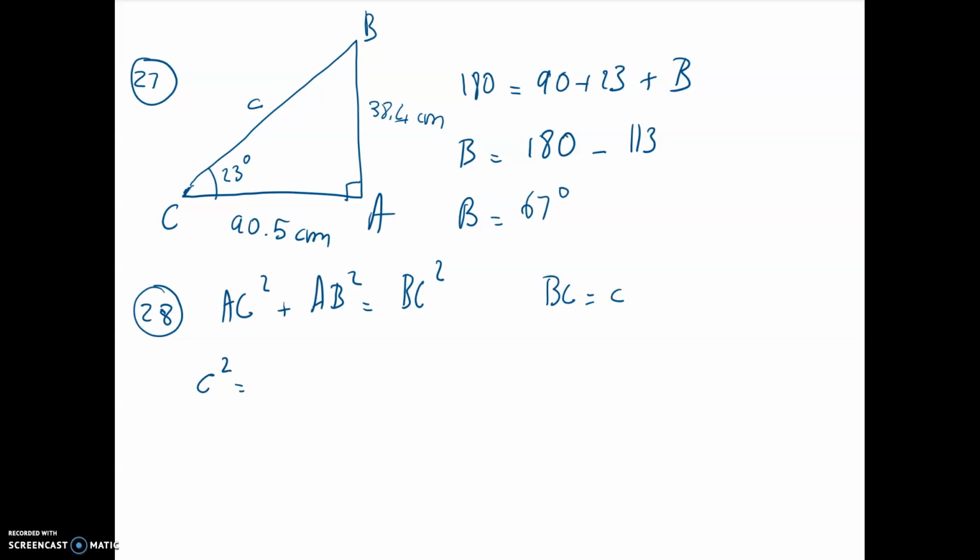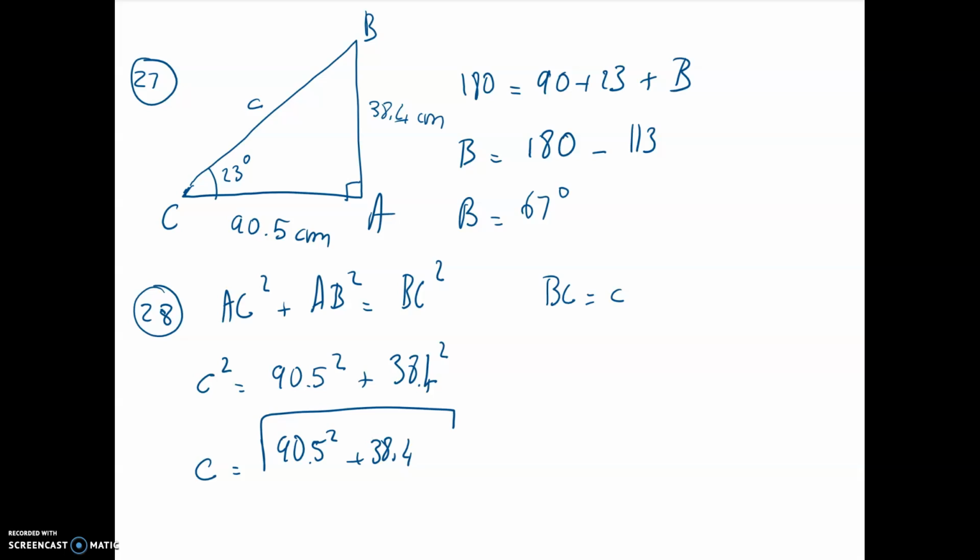So C squared equals 90.5 squared plus 38.4 squared, and so C will be the square root of 90.5 squared plus 38.4 squared. And the answer for problem number 28 on this chapter 2.2 is 98.3.